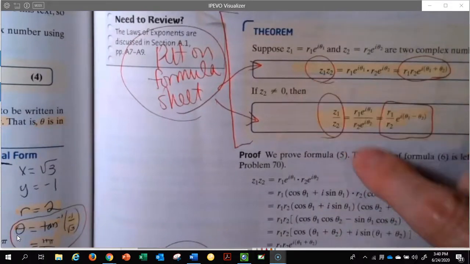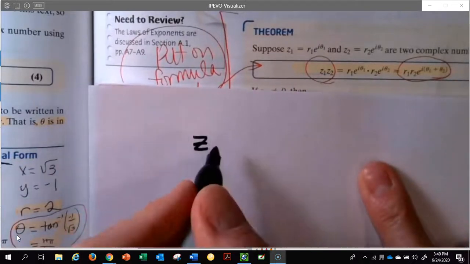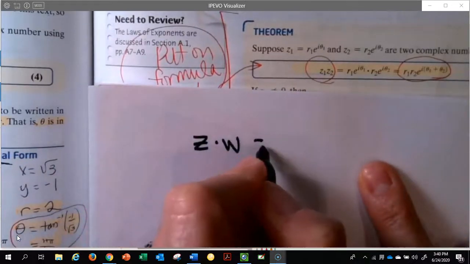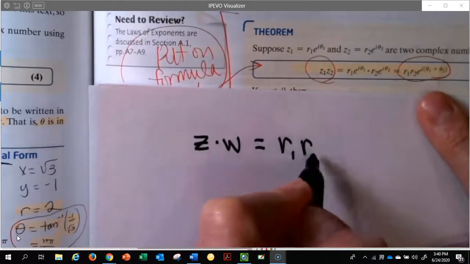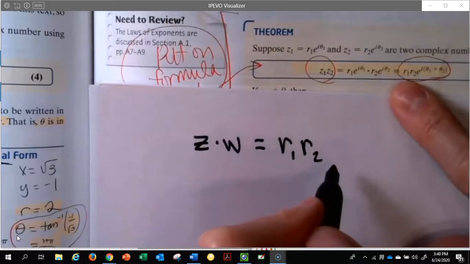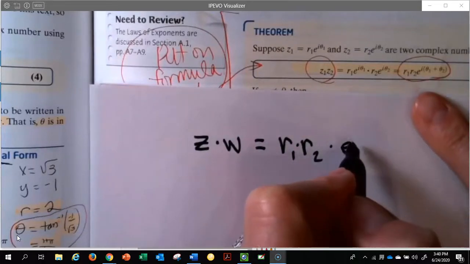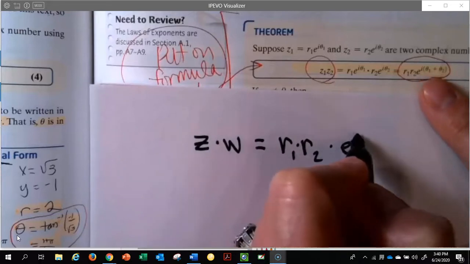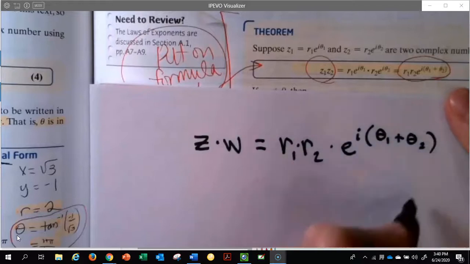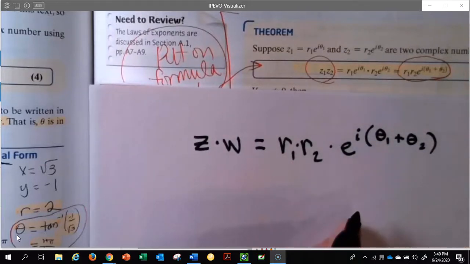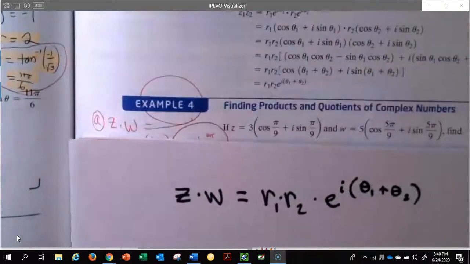two complex numbers. So to multiply two complex numbers, z sub 1 and z sub 2, but in my case, I have a z times a w, I'm going to take their r's and multiply those together right here. And that's going to be times e to the i, and then I need to add their thetas. And I'm done. Well, I may need to simplify and move some stuff around, but pretty much we're done.